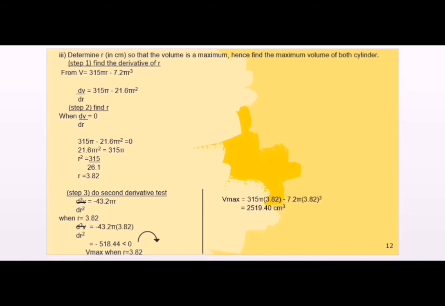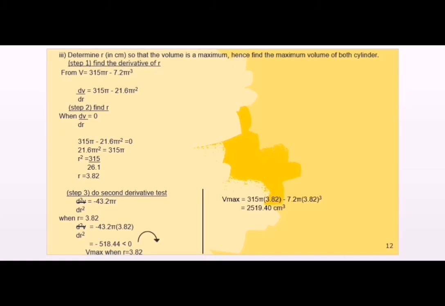Here is the last question for this video presentation. The question is, determine r in centimeters so that the volume is a maximum, hence find the maximum volume of both cylinders. To solve this problem, step 1 is we must find the derivative with respect to r. From V equals 315 pi r minus 7.2 pi r cubed, after we differentiate, dV over dr equals 315 pi minus 21.6 pi r squared. After we get this, we must find the value of r in step 2. So we set dV over dr equal to 0. After that, we get r equals 3.82.